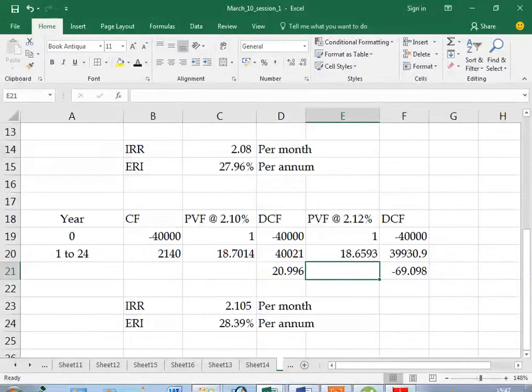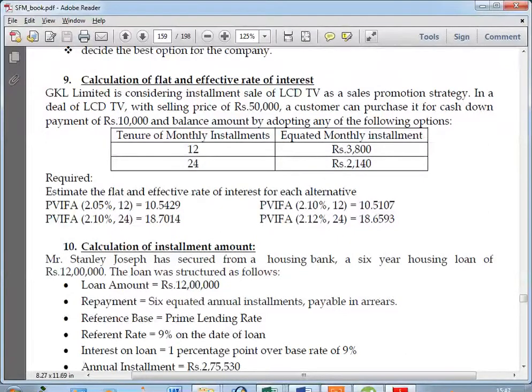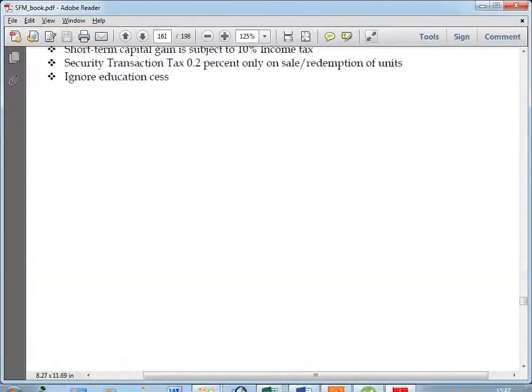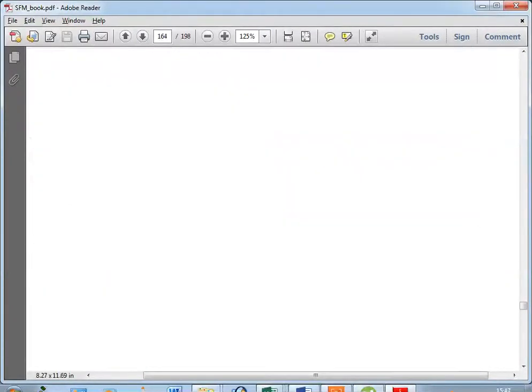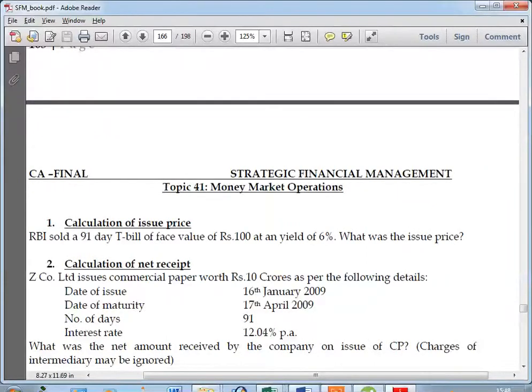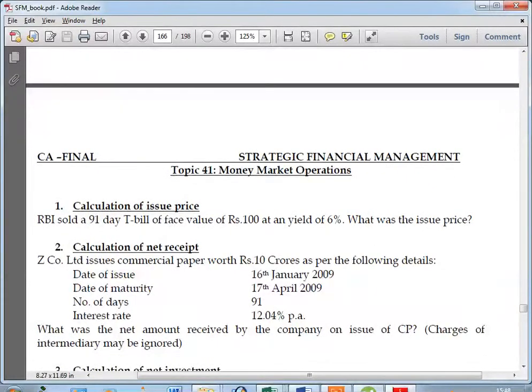Done. I'll just try to complete one more part today and then we end the session, which is on money market operations. It's a small area. Let's try to complete that. Topic 41. Okay, there's no major theory involved in this topic. I'll explain what we are going to do and then we straight away solve problems.